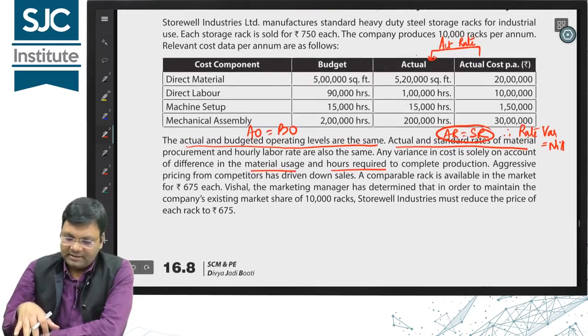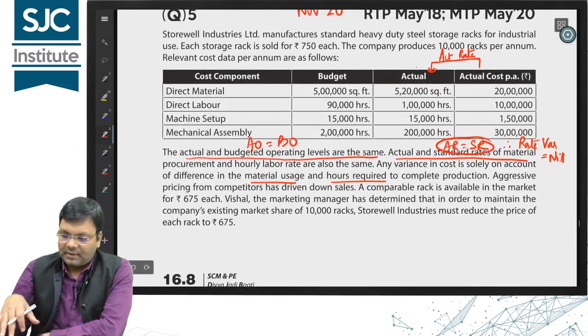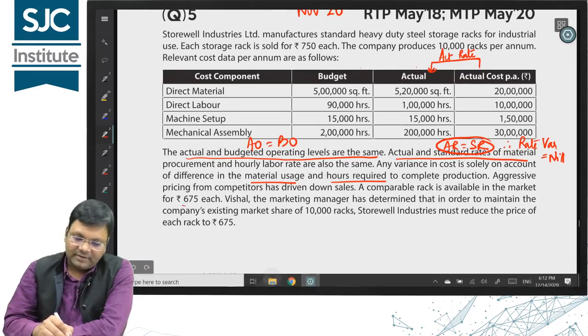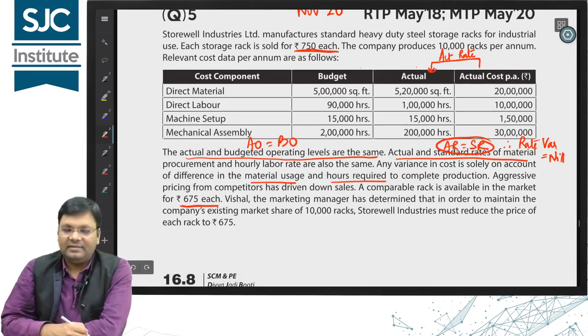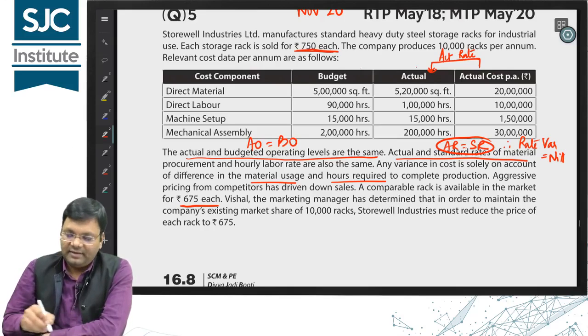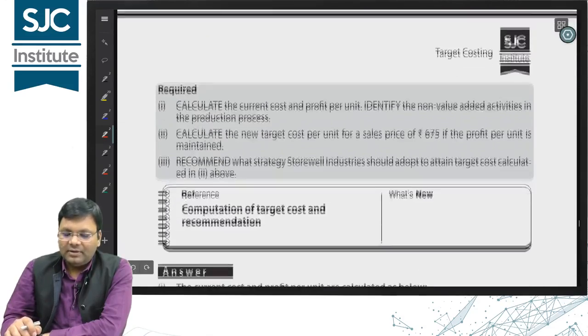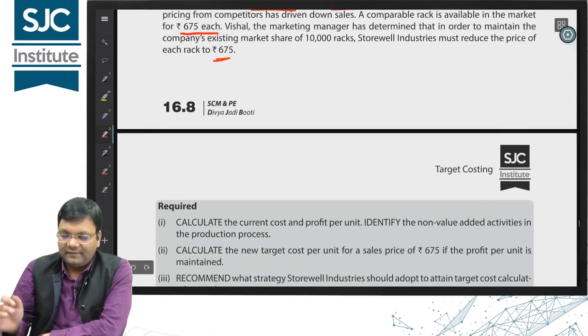Aggressive pricing from competitors has driven down sales. A comparable rack is available in the market for Rs 675 each. Our price is 750. Comparable rack is available at 675. Vishal, the marketing manager, has determined that in order to maintain the company's existing market share of 10,000 racks, Storewell Industries must reduce the price of each rack to 675. So what is going on is this 10,000 racks price has to be reduced to 675 in order to maintain this sales.